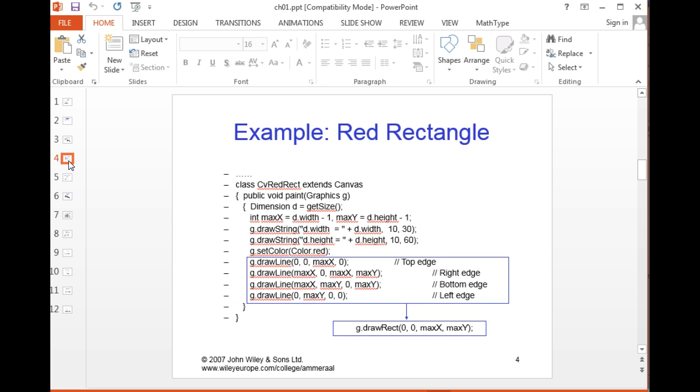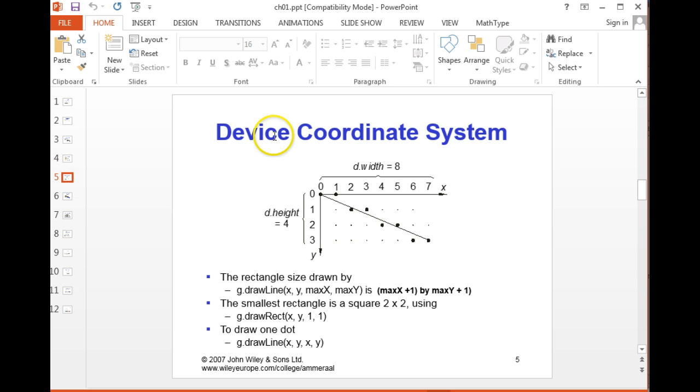What else did we talk about? Oh yeah, then we did a walkthrough of the code, and I kind of glossed over this. Max x is d width minus 1, max y equals d height minus 1. So I want to go into a little more detail with device coordinates and how those work.